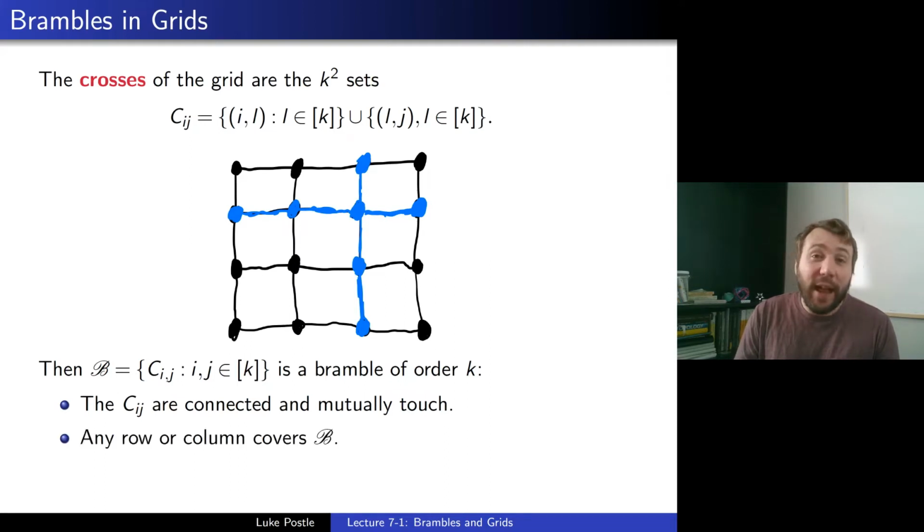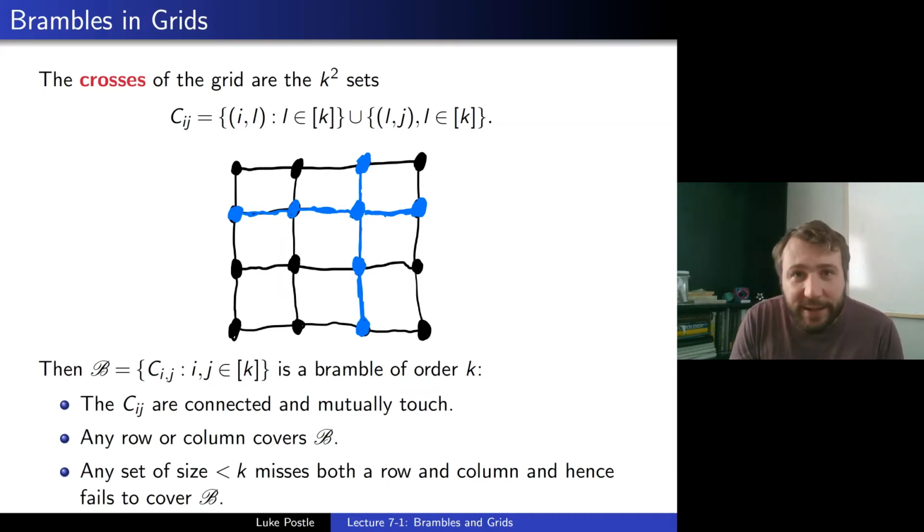And then it turns out, how about the covering? Well, any row or column will cover the bramble, right? If I take an entire row, then every cross has to intersect the row, and same with the column. So that shows you could get a cover of size k, but actually any set of size smaller than k does not. So that's why, because it misses both a row and a column, right?